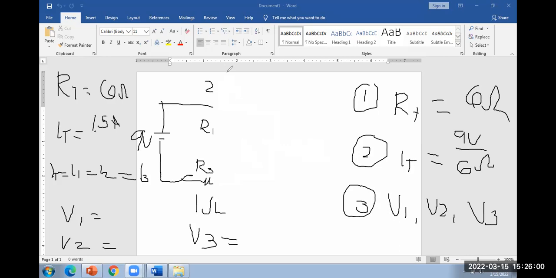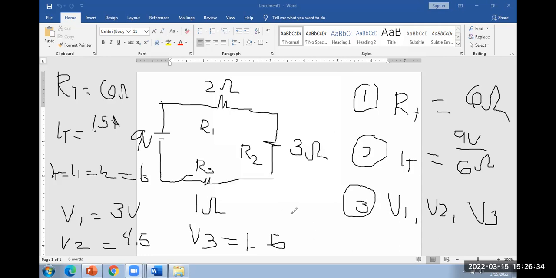B1 ay 3 volts. Okay, tama. B2 is 4.5 volts. Okay, tama. And B3 is 1.5 volts. So, we have 3 volts, 4.5 volts, and 1.5 volts. Then, add. Dapat pag i-add natin yan, that's equivalent to 9 volts. So 3 plus 4.5 is 7.5 plus 1.5, that is 9 volts. So tama yung sagot. Ganun lang kadali kapag series. Kapag sa series, i-combine lang natin yung value.